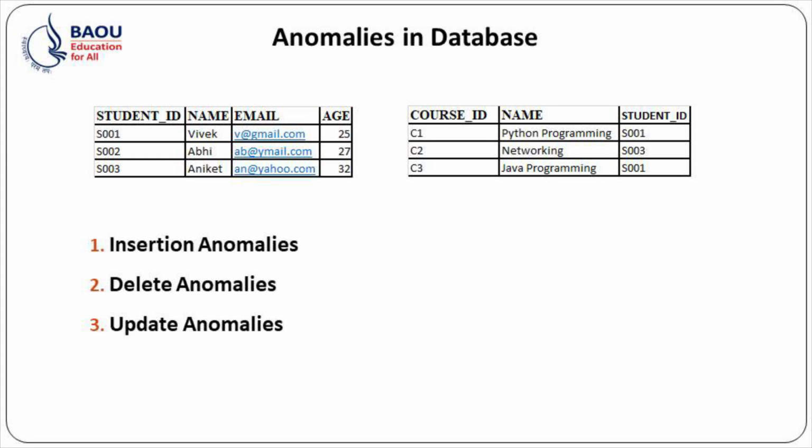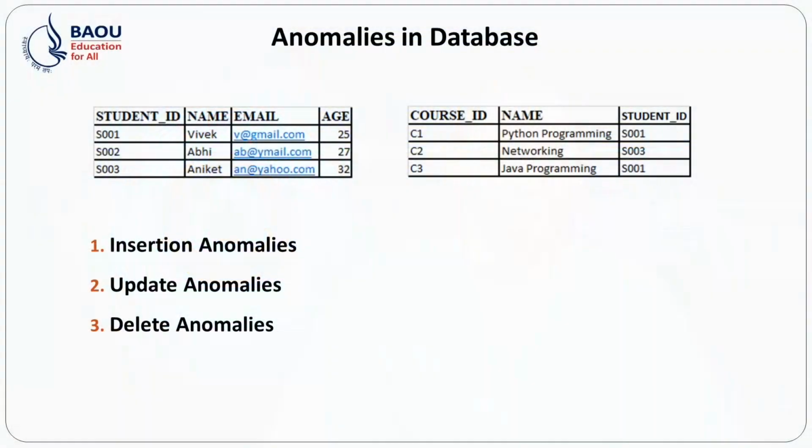Now the last one is the update anomalies. If a record is updated in the foreign key table or child table, it will not permit because it is associated with the parent table. For example, if we try to update the record so the student ID becomes S006 in the course table where the student ID is S003, it will not permit updating the record because it is not present in the parent table.